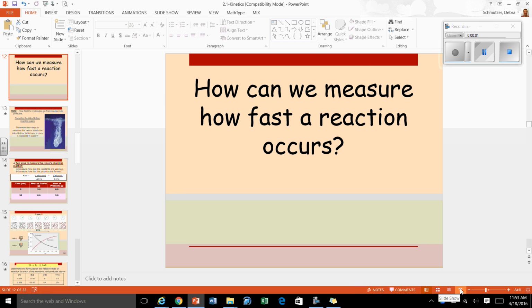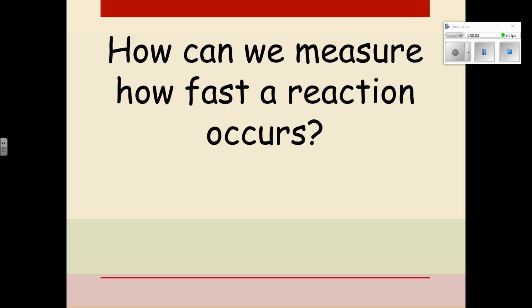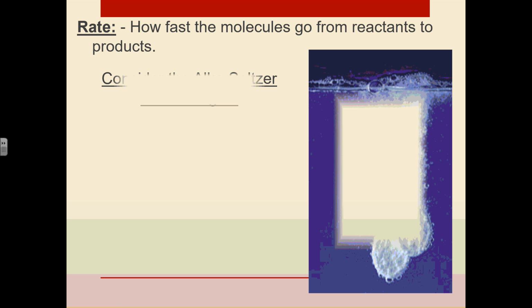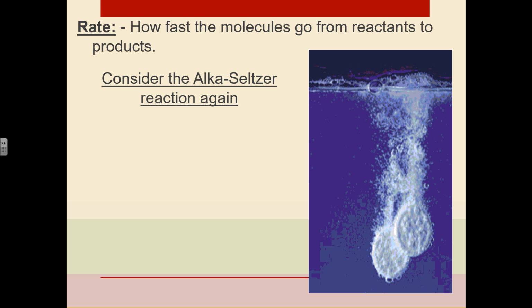Hey everybody. We're going to be going into another area of kinetics. We have to look at how to measure the rate of a reaction. How do we measure how fast the reactants become products? Rate of the reaction is how fast the molecules go from reactants to products. And we're going to take a look at Alka-Seltzer tablets first.